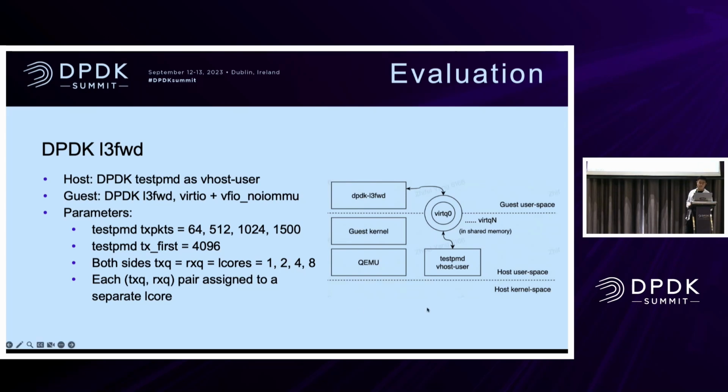Each queue pair is assigned to a separate logical core. So the data path of this test is that on the host side, the host testpmd is running in the host user space, and on the guest side, the L3 forwarding application is running in guest user space. They share the virtual queue in the shared CVM shared pages. So in this case, there is no extra mode switch or whatever in the communication path.